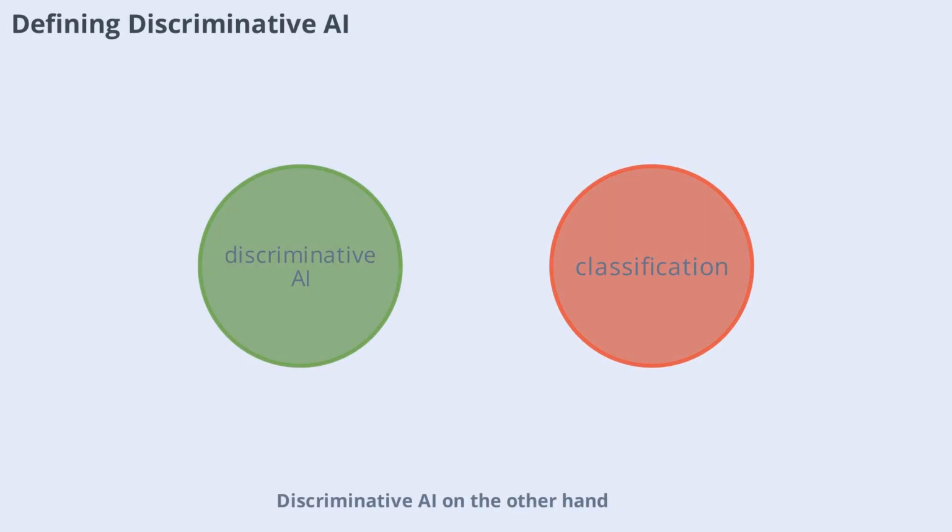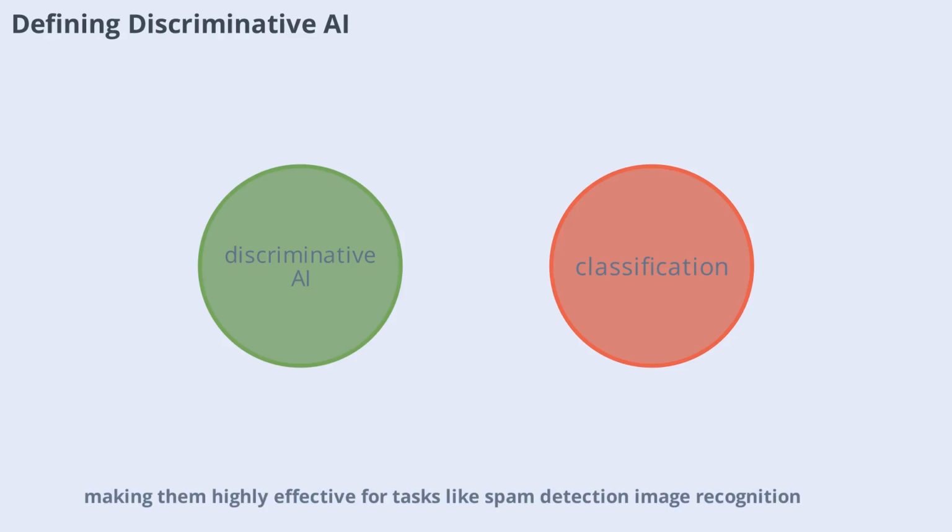Discriminative AI, on the other hand, focuses on distinguishing between different kinds of data. These models learn to classify or predict labels by modeling the boundary between categories. Rather than generating new data, discriminative models excel at telling the difference between, say, a cat and a dog in an image. They estimate the probability of a label given the input, making them highly effective for tasks like spam detection, image recognition, and speech classification. Discriminative AI is all about making accurate decisions based on existing data.